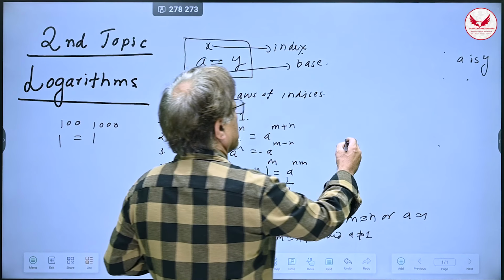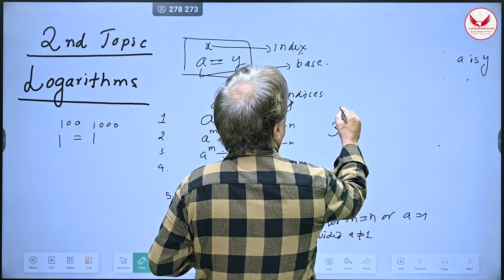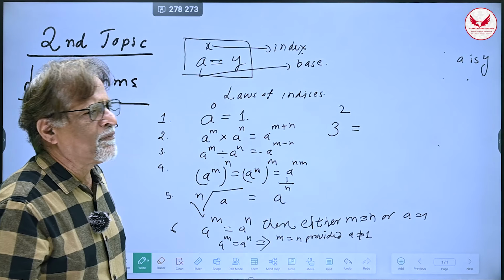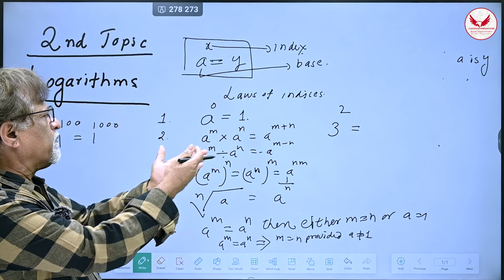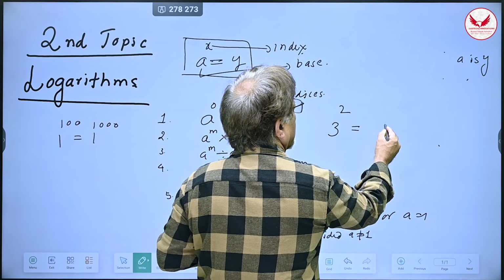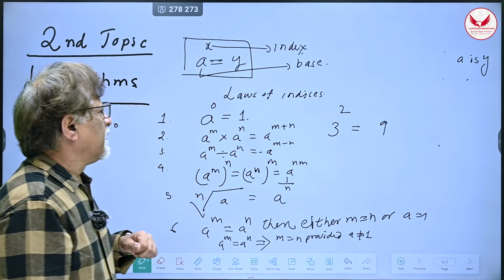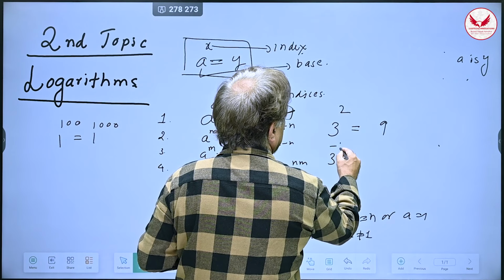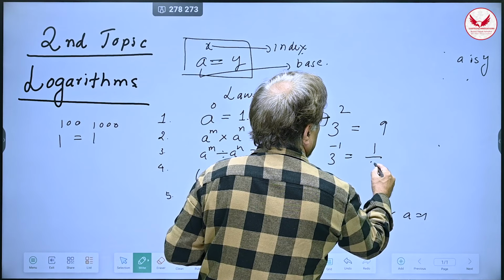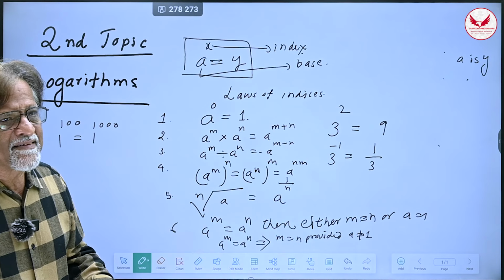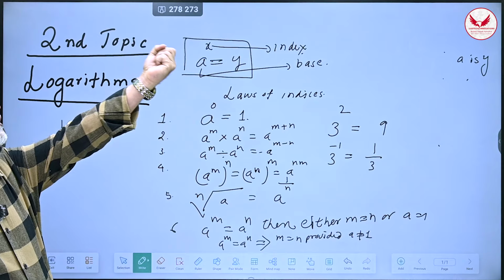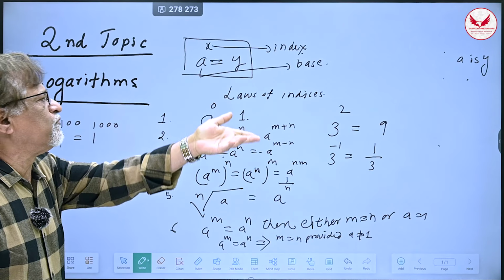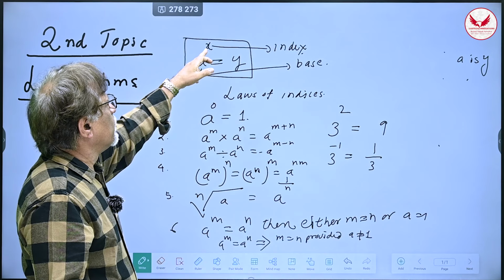We are asking ourselves, what is the second power of 3? When I say 3 square, 3 raised to 2, I am asking myself the question, what is the second power of 3? And my answer turns out to be 9. Then I ask myself, what is the minus 1 power of 3? Answer is 1 upon 3. So I know the base, I know the power, and I want to find out what this base raised to that power gives. So I know a, I know x.